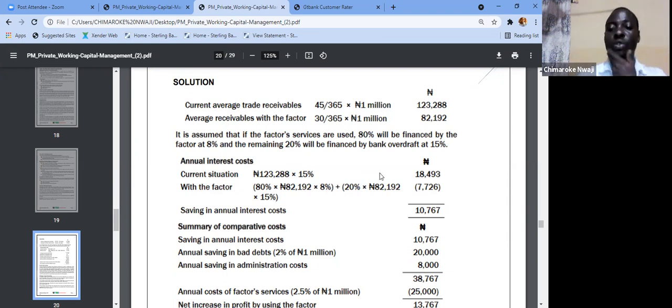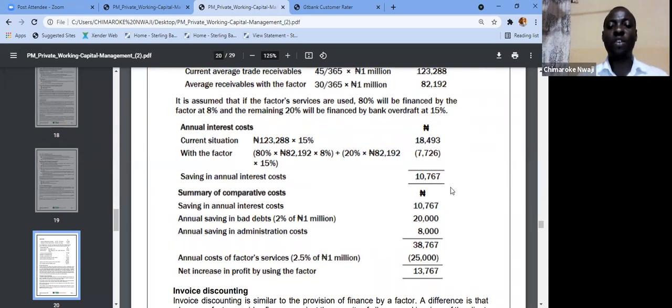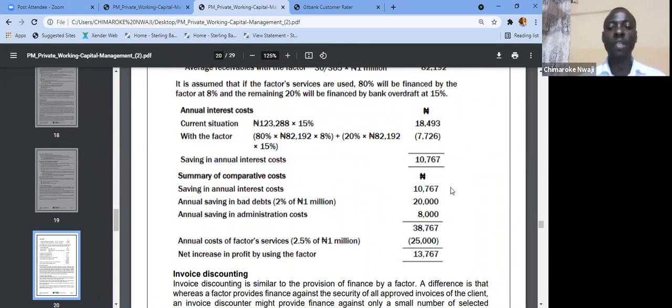And so you are going to have an interest cost of 7,726. So the current situation, and with the factor, you see that with the factor, your interest cost is lower. And so you have a saving of 10,767 using the debt factor. So you are saving interest costs. All right, now look at the comparative costs here. You have a saving of 10,767 in interest costs.